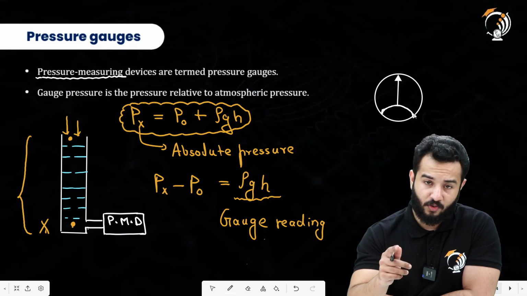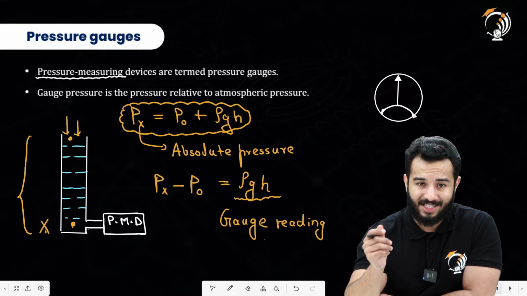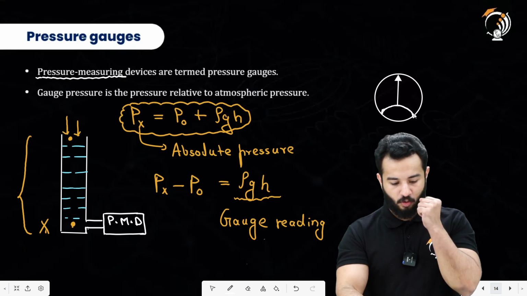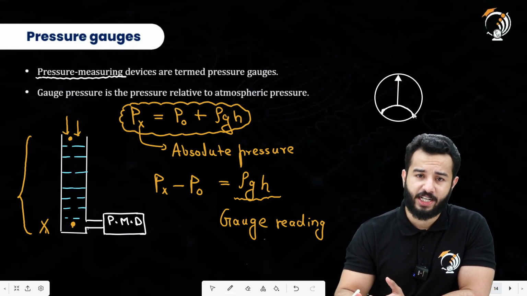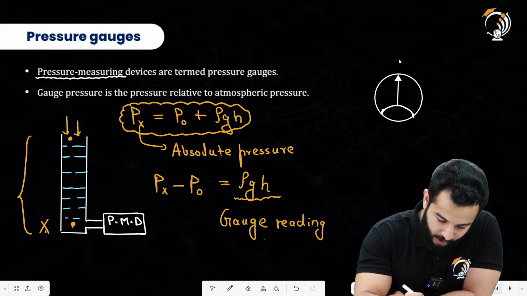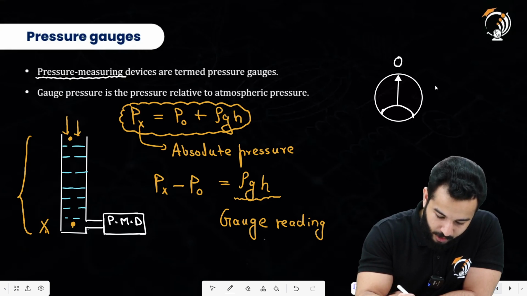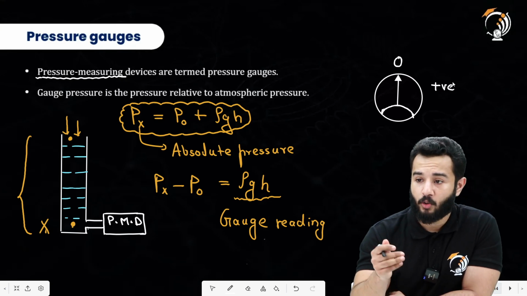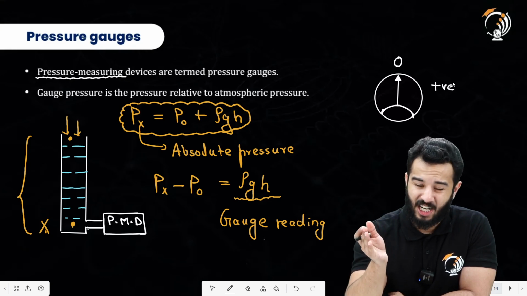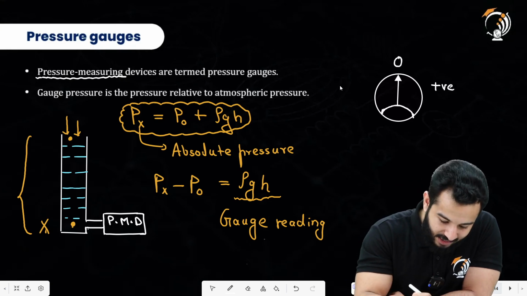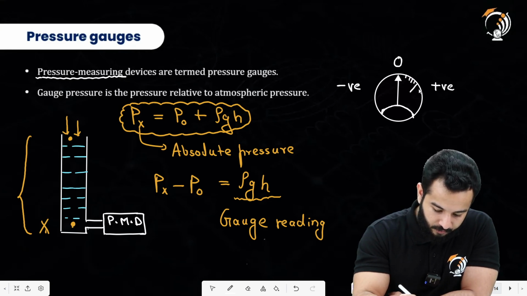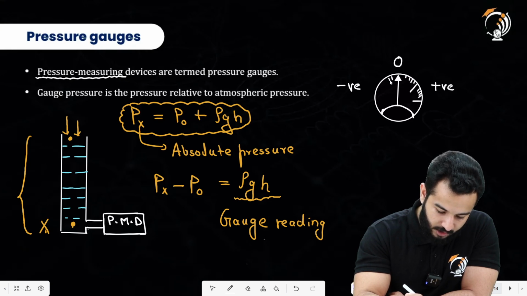We know that 1 atmospheric pressure is equal to 1.01 into 10 to the power 5 pascals. It's a large amount of pressure, isn't it? So we can also consider 2 atm, 3 atm pressure. So this is what a gauge device looks like. Over here we have 0, and on one side we have positive reading. If the pressure is increasing more than the atmospheric pressure, it will be read as positive. If it is less than the atmospheric pressure, then it will be read as negative. So you have different readings over here.